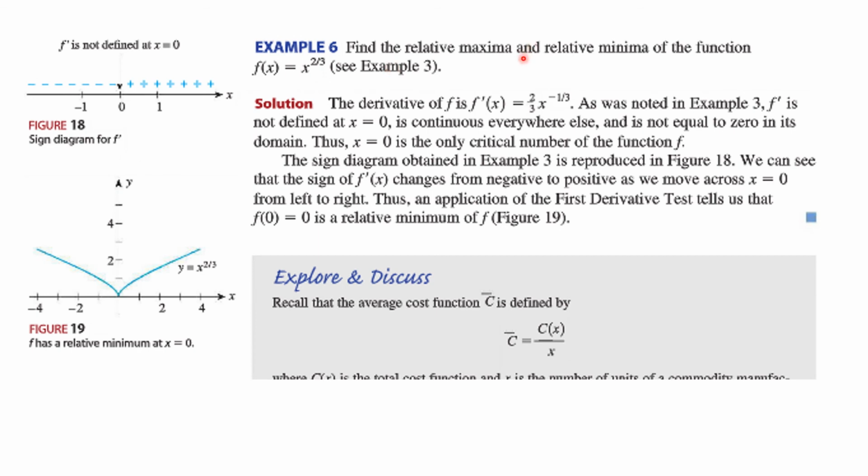Let's look at this. Find the relative maxima and relative minima of this function, y equals f of x equal x to the 2/3. And we talked about this one before. The graph is going to look like this. And so we'll find the critical numbers. Now the derivative, we already talked about this, is f prime equal to 2/3 x to the minus 1/3. Now that's not defined when x is equal to 0, but it is continuous everywhere else, and it's never equal to 0. So the only critical number that we have is x equal to 0. Now when we look at that, it changes from negative slope to positive slope. That means that this is a minimum at that point.